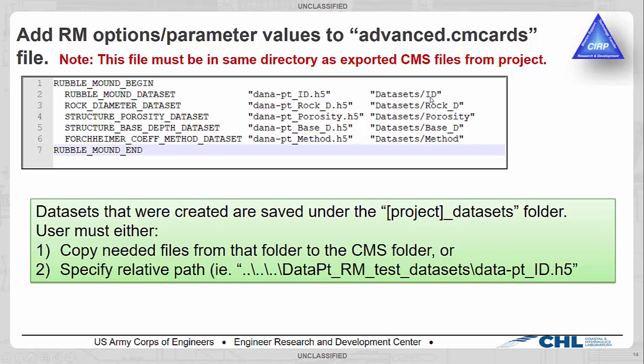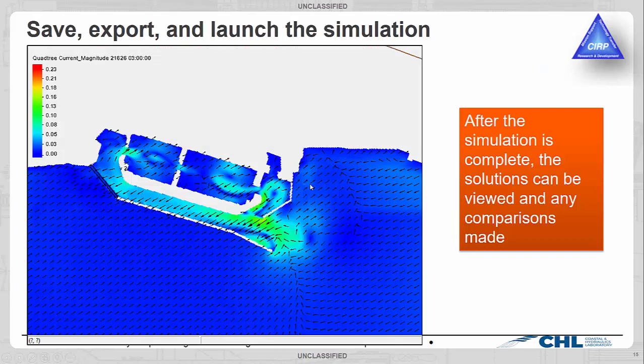And you notice the name of the path and the name of the file all have the same extension, and that's by design. So it makes it relatively easy to know what to put here. You always prefix it with datasets/ and then the name of the data set that you had inside of SMS. Anyway, I'll get to that in a few minutes. Then you would just save, export, and launch the simulation like we did before.